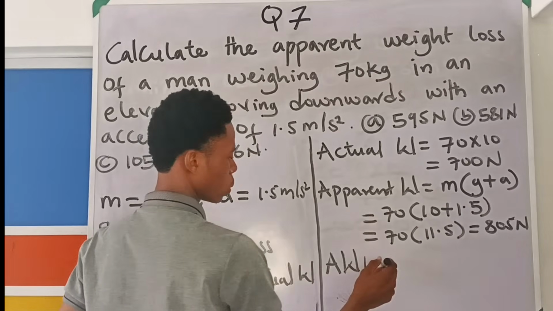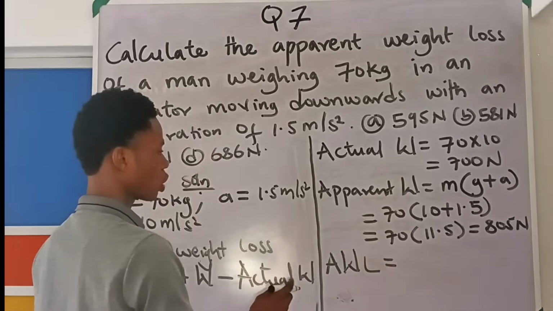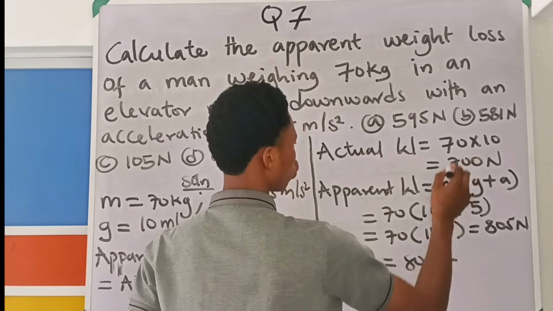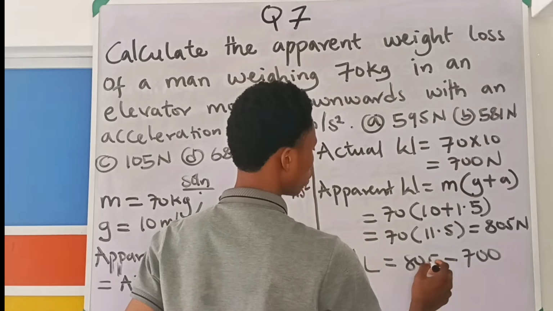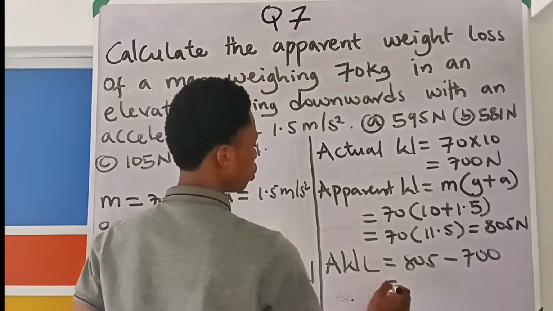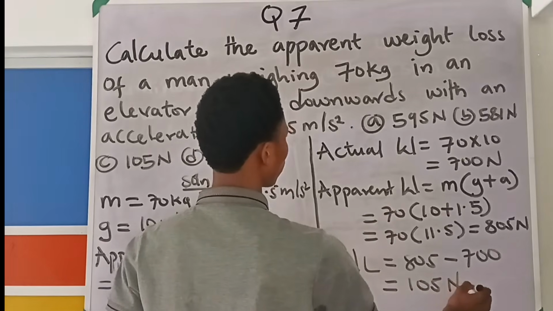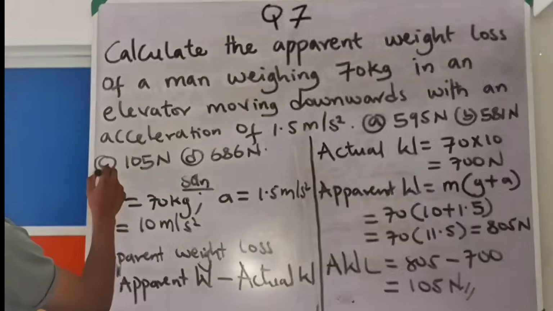Apparent weight loss is apparent weight minus actual weight. So the apparent weight is 805 minus actual weight 700. If we do 805 minus 700, we'll have 105 Newton. So the apparent weight loss of the man is 105 Newton, and that's our option C.